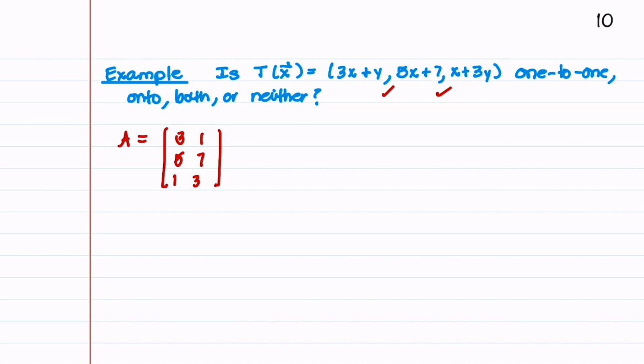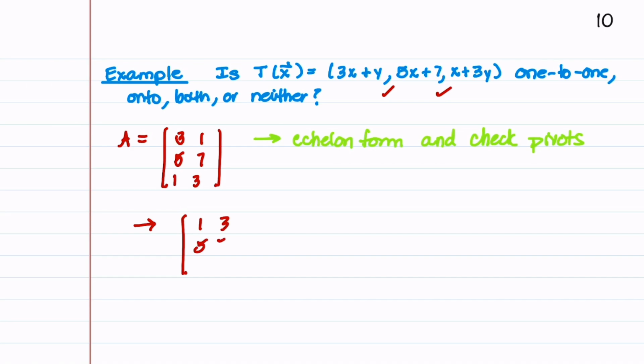So what we're going to do is take matrix A and put it in echelon form and check pivots. To start, let's switch rows 1 and 3 so we don't have to have fractions. Now we can work off of this leading entry and we'll get zeros below it.